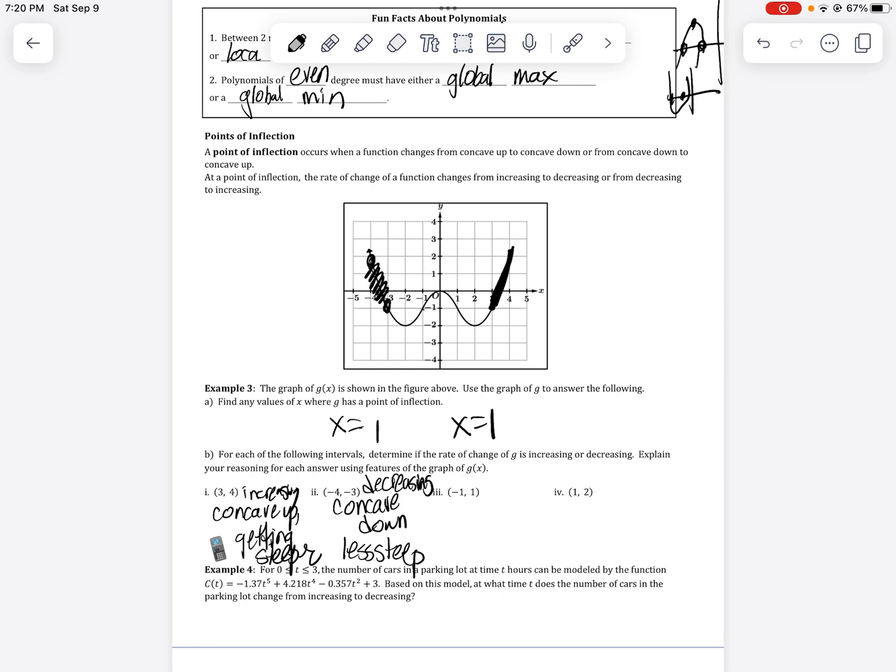So -1 to 1. Well, is that concave up or concave down? It's concave down, so it's decreasing because it's concave down. And then 1 to 2. Well, that is concave up, so it is increasing. And again, that seems a little strange, but it's becoming less negative, so that actually means it's getting bigger.